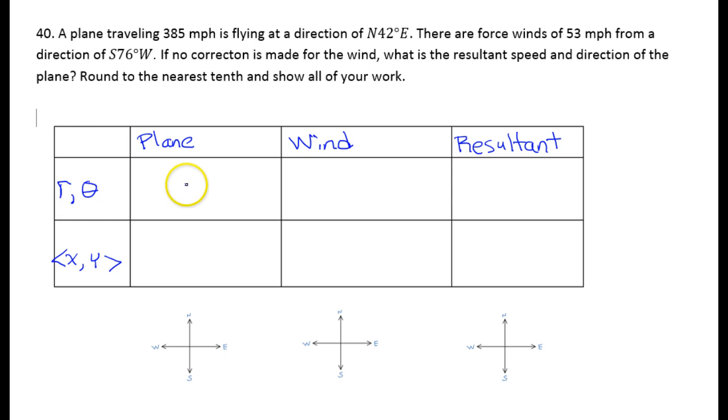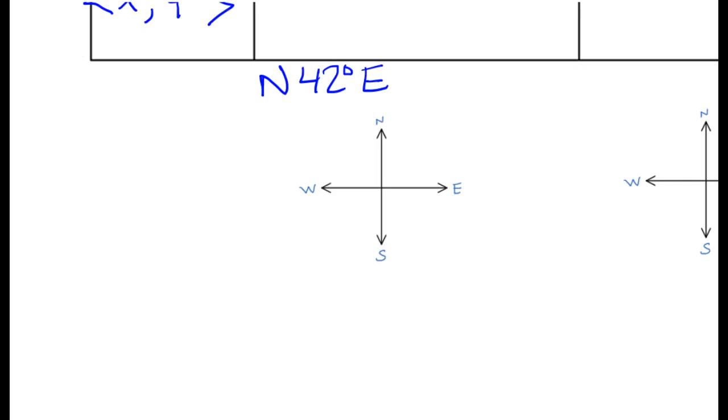So let's start with magnitude and direction. For the plane that is traveling 385 miles per hour, that is the magnitude, 385 miles per hour. The direction is north 42 degrees east. Let me write this down. North 42 degrees east. Now, this is not the direction that we can use for the chart. All right? For the chart, we have to find the angle of the vector measured from the positive x-axis. So what does this mean?